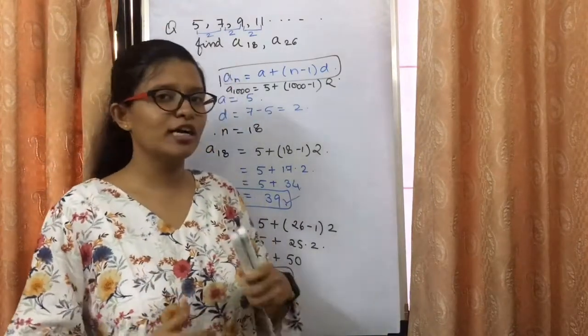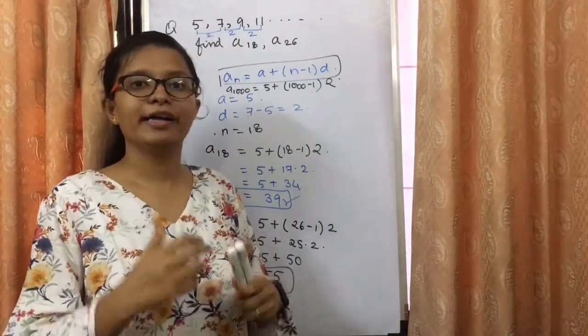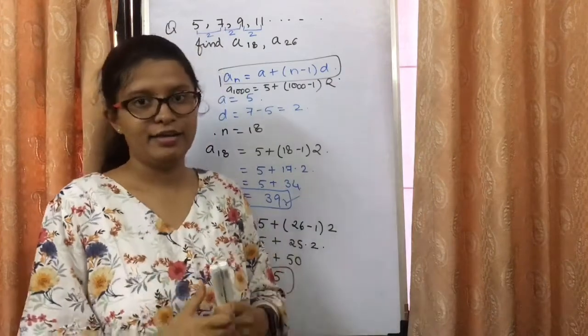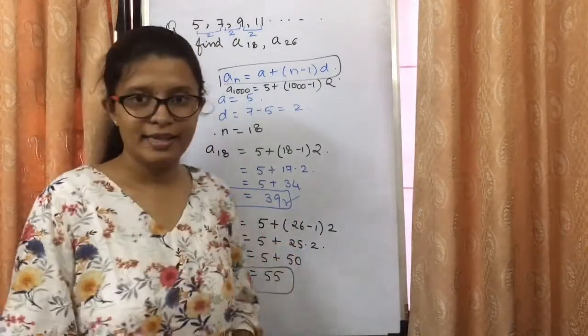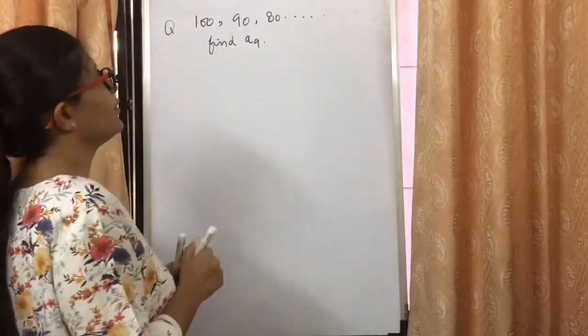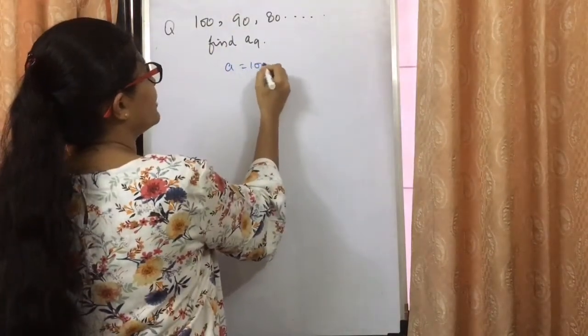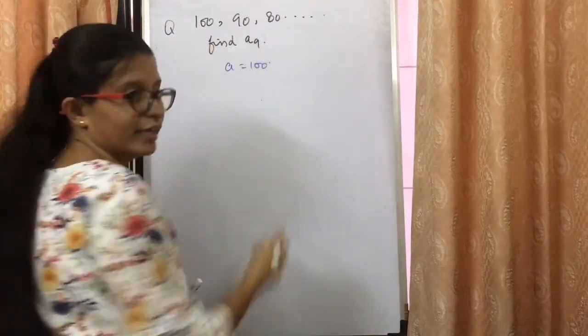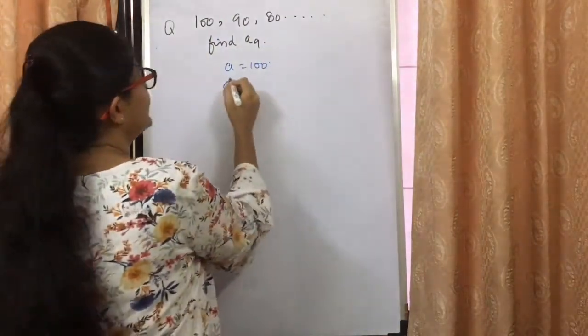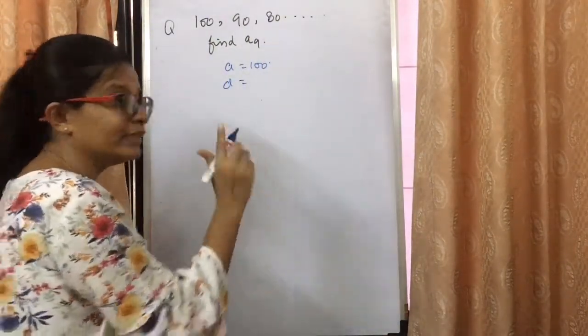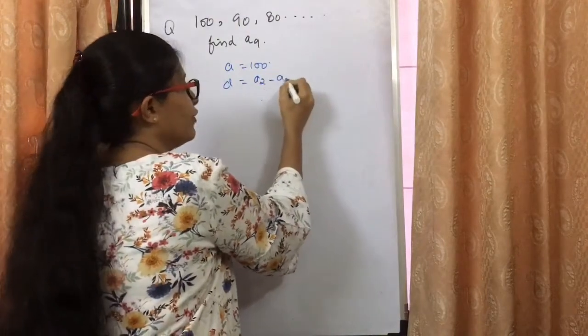I hope you are starting to understand what an arithmetic series is. So we will see ahead. Now this is a series: 100, 90, 80. What is the first term in the series? 100. You can see the difference is 10 each time, so the series is in what? AP. What is D? D is the second term minus the first term, that is A2 minus A1.